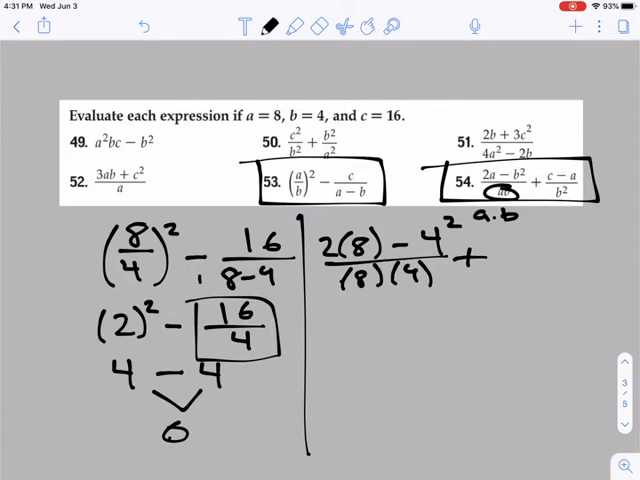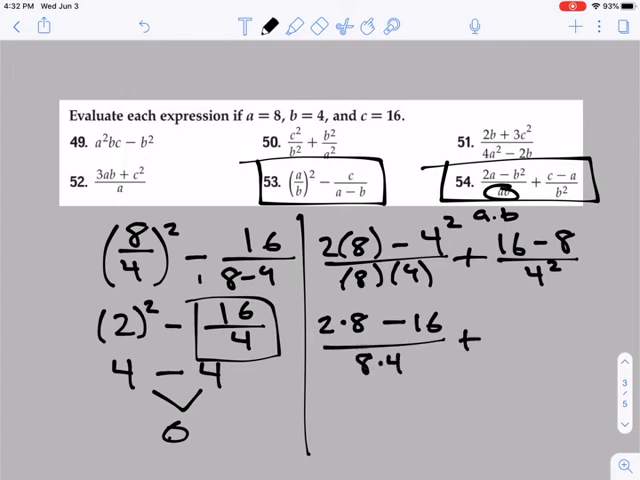Plus c minus a, which is 16 minus 8, over b squared. b squared is 4 squared. So I think there's nothing to really simplify inside parentheses on these. We're using our parentheses largely or entirely as multiplication markers. So let's deal with our exponents next. I'll write this another way so it's not confusing: 2 times 8 minus 4 squared. Well, 4 squared is 16, over 8 times 4. I'm just rewriting these all as dot products.